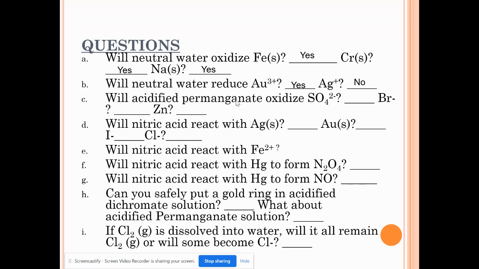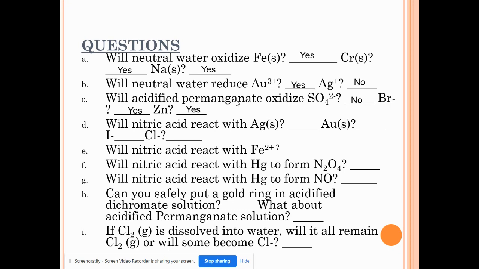Acidified permanganate solution. So that's your MnO4-, H+, at 1.51 on the table. Will acidified permanganate solution oxidize SO4 2-? So to oxidize, you're going from the right to the left. But you look at that permanganate, it's below and on the left of the SO4 2-. All right, so no, that's not going to work. Br-, look at that one. Yes, it's below and on the right. And your zinc, yes, below and on the right.